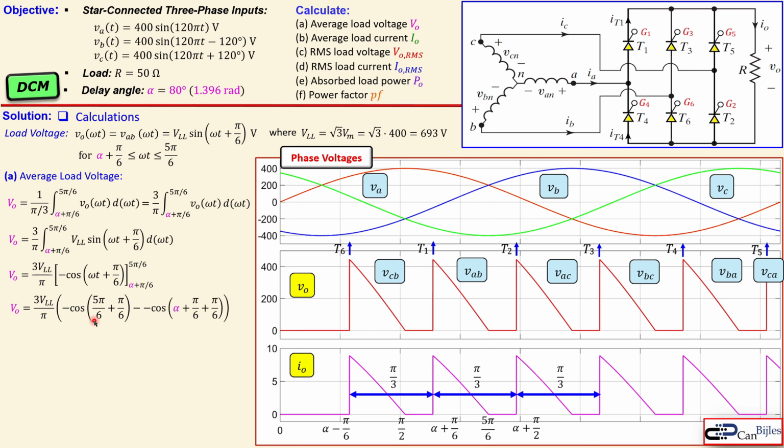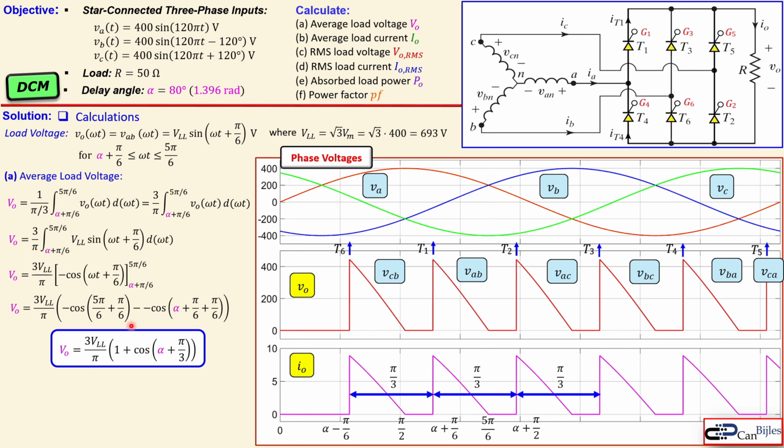Now, let's simplify this. We see here pi over 6 plus pi over 6, which is 2 times pi over 6, which is then pi over 3. So minus minus will be plus. And this one will be cosine of pi, and cosine of pi is minus 1. With a minus in front of it, it will be plus 1. That's what you see here. So this is the expression for the average load voltage for the DCM situation.